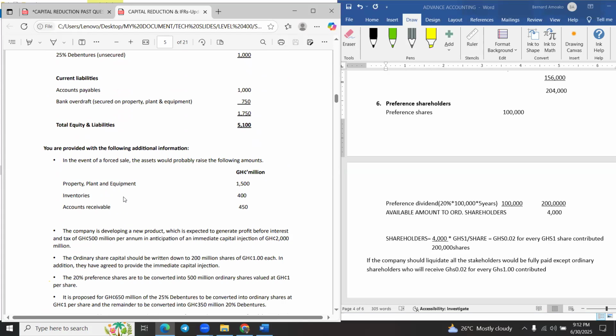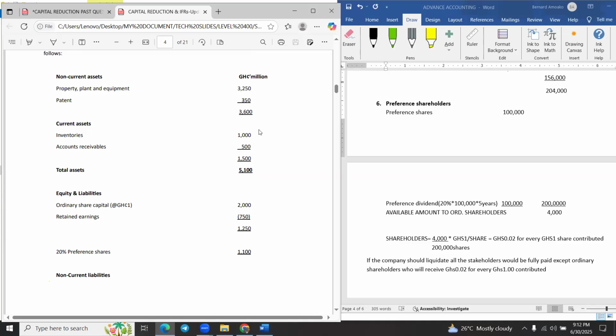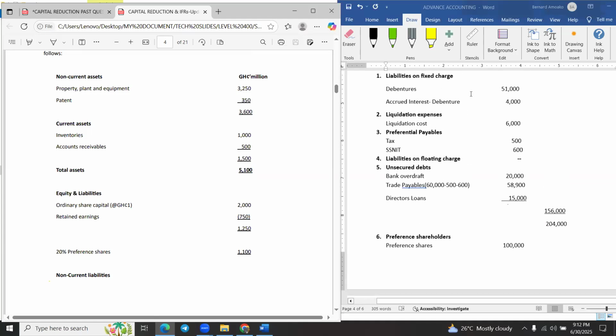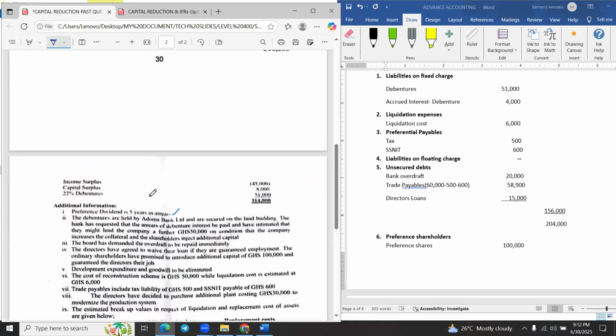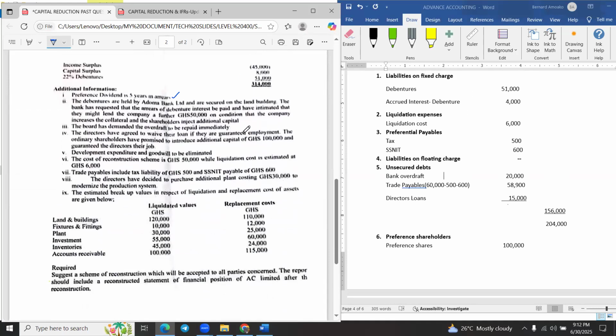Also be very careful, because if it is a secured debenture, it means that it is going to be matched against that particular item they secured against. So you see, which one is this? Debenture is 51,000. This 51,000 plus the 4,000 is going to give you 55,000. It was secured on land and buildings. True or false? True. Now, if it was secured on land and buildings, what is the value for land and buildings? 120,000. So you can still go ahead and pay the entire amount.